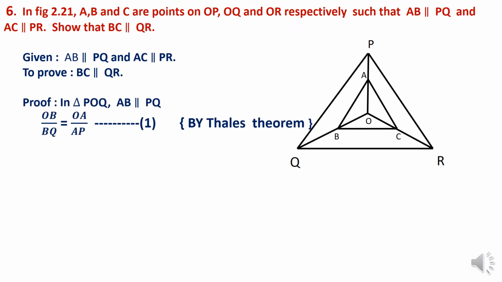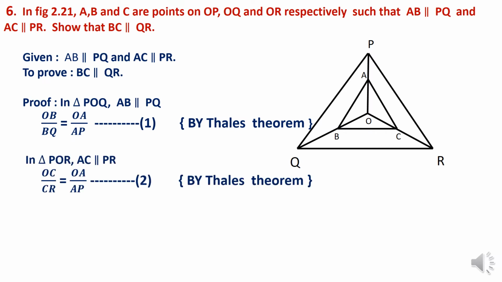First consider the triangle POQ. Given that AB is parallel to PQ, by applying Thales theorem, OB upon BQ is equal to OA upon AP. Consider this as equation 1. Again consider the triangle POR. Given that AC is parallel to PR, applying Thales theorem, OC upon CR is equal to OA upon AP. Consider this as equation 2.